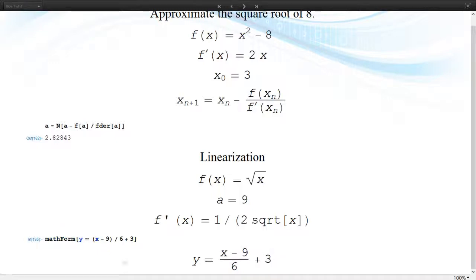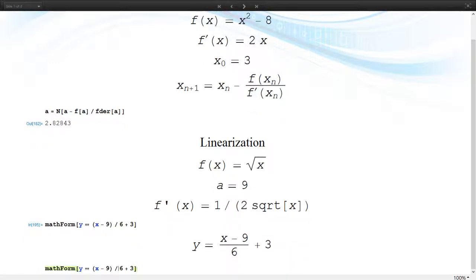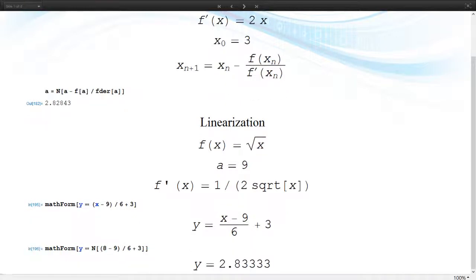From here, we just plug in 8. So let's get a math form going. We plug in 8 for x, and Mathematica is not going to put that in a decimal right away, so we're going to have to force it to do that. And we get 2.83 repeating, which was, if you remember, the first approximation we got from Newton's method.